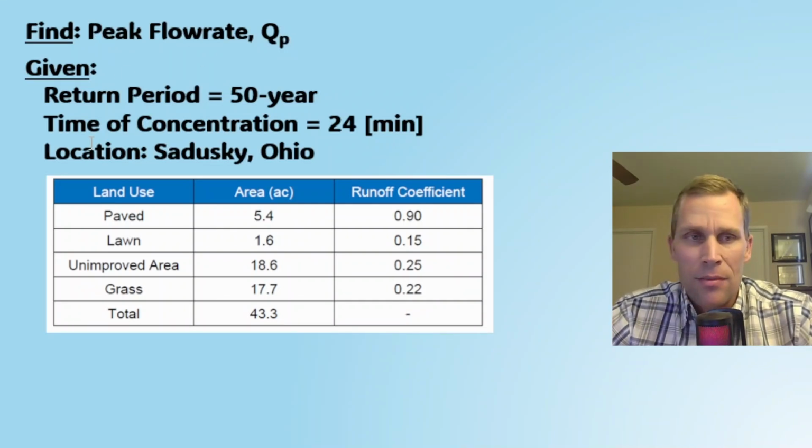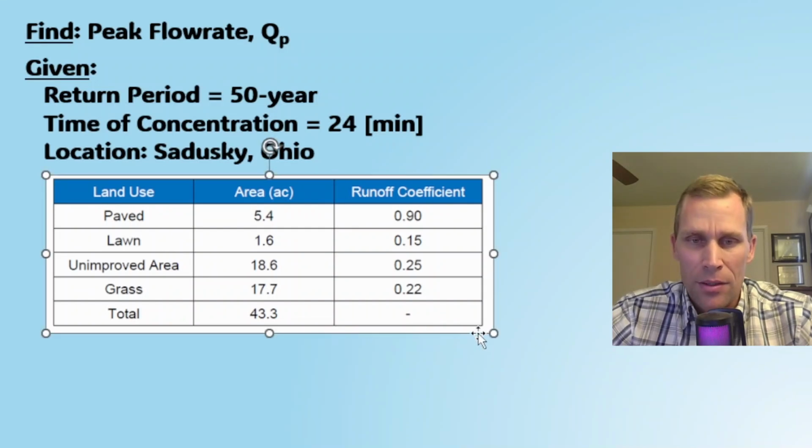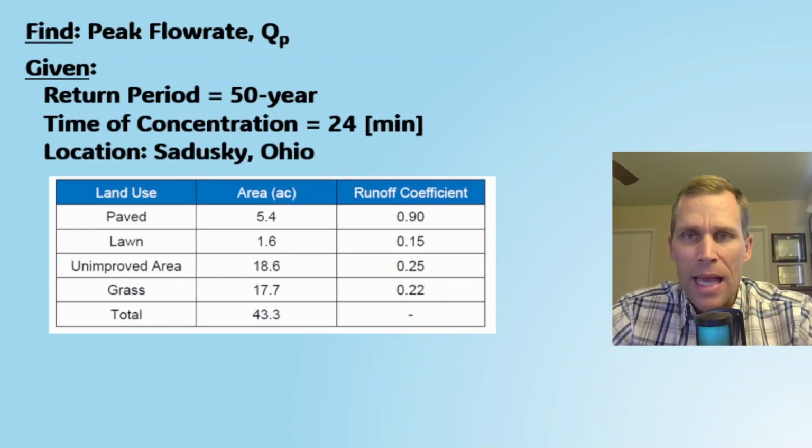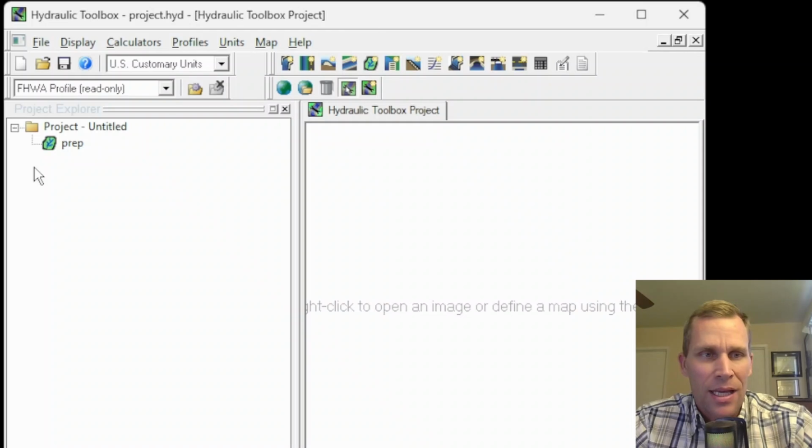And we're given this data right here: the return period of 50 years, time of concentration in minutes, the location, as well as a table here for our land use data. All right, let's go ahead and get started. We are looking at the hydraulic toolbox now. I have a project set up and another calculation.